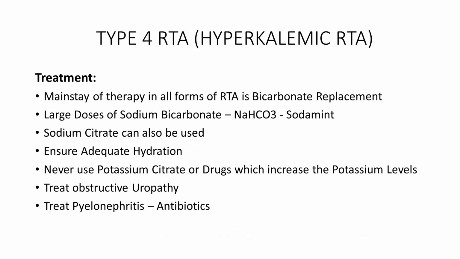Treatment of type 4 RTA, as in all forms of RTA, is bicarbonate replacement. In this also, we have to replace bicarbonate; large doses of sodium bicarbonate are given. Sodium citrate can also be used, and you have to ensure adequate hydration. But the one thing to remember is never use potassium citrates or drugs which increase potassium levels, like potassium-sparing diuretics. These drugs should never be used in patients with type 4 RTA. You have to treat obstructive uropathy, be it pyelonephritis or calculus disease, and treat pyelonephritis with antibiotics.